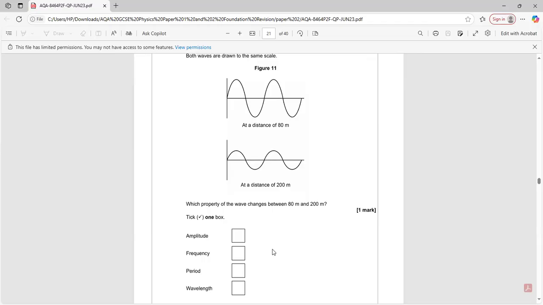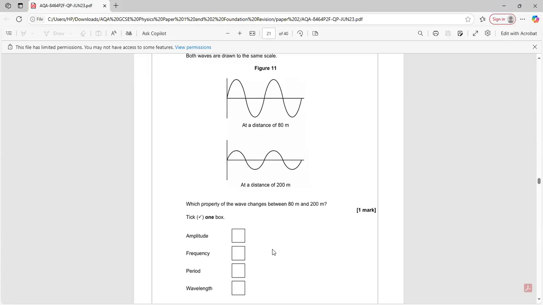So it says, what property of the wave changes between 80 meters and 200 meters? The answer is amplitude. Now, I usually like to explain why the other ones are not the answer. Let's talk about frequency. Frequency is the number of cycles in a second, the number of cycles covered in a second.